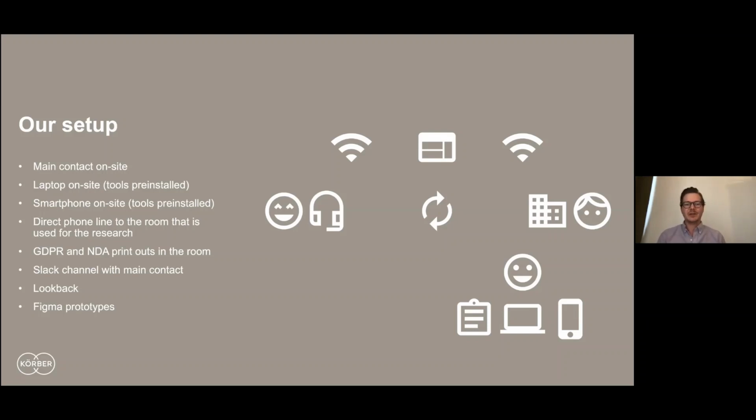Then we're using Lookback for all of our interviews. So that's a tool where you can see what the user is seeing at the same time as you see them, and can see their reactions and hear them, of course. And then for our prototypes, we are using Figma.